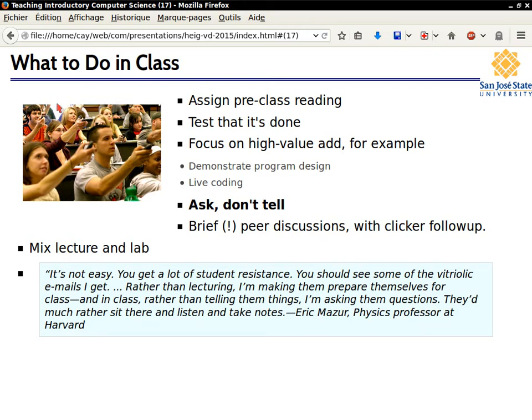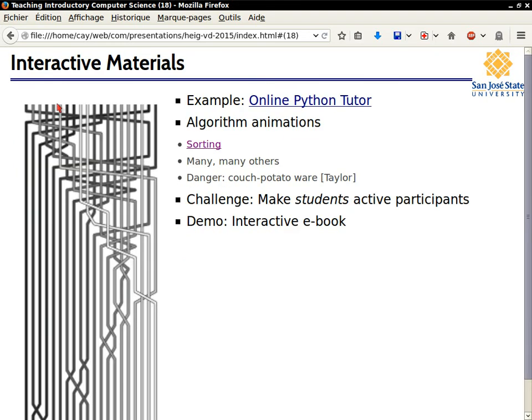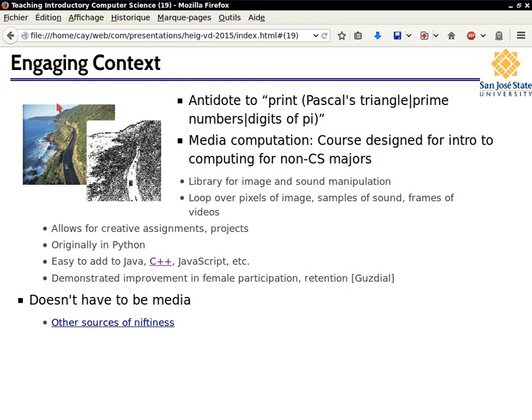And people have found that you have to work with the students. You have to explain the benefit to them. You don't just have to do it once, but you have to do it over and over again to get buy-in from the students. But it is really effective. So I'm not going to have time for this. I'll talk about that next time.